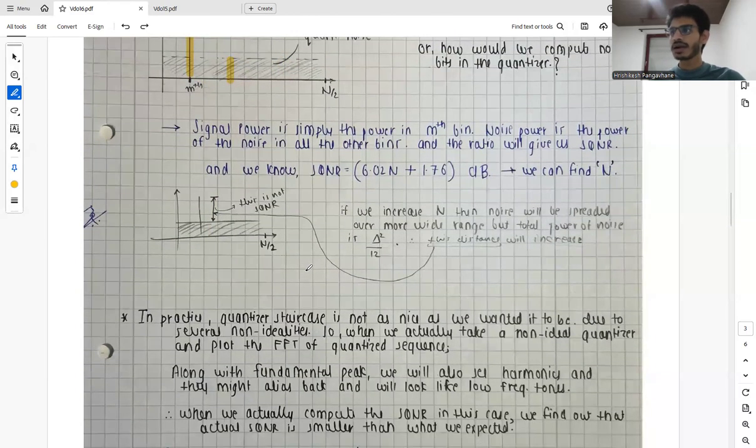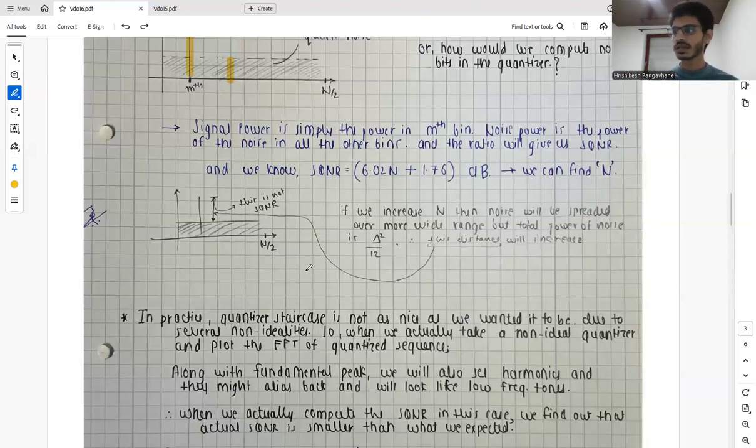So in practice, the quantizer staircase is not as nice as we wanted it to be due to several non-idealities. So when we take a non-ideal or practical quantizer and plot the FFT of the quantized sequence, along with the fundamental peak, we will also see some harmonics, and they might alias back and look like low frequency tones. So we have seen how the harmonics alias back or fold back to the bins, and they look like low frequency tones, but they are the harmonics.